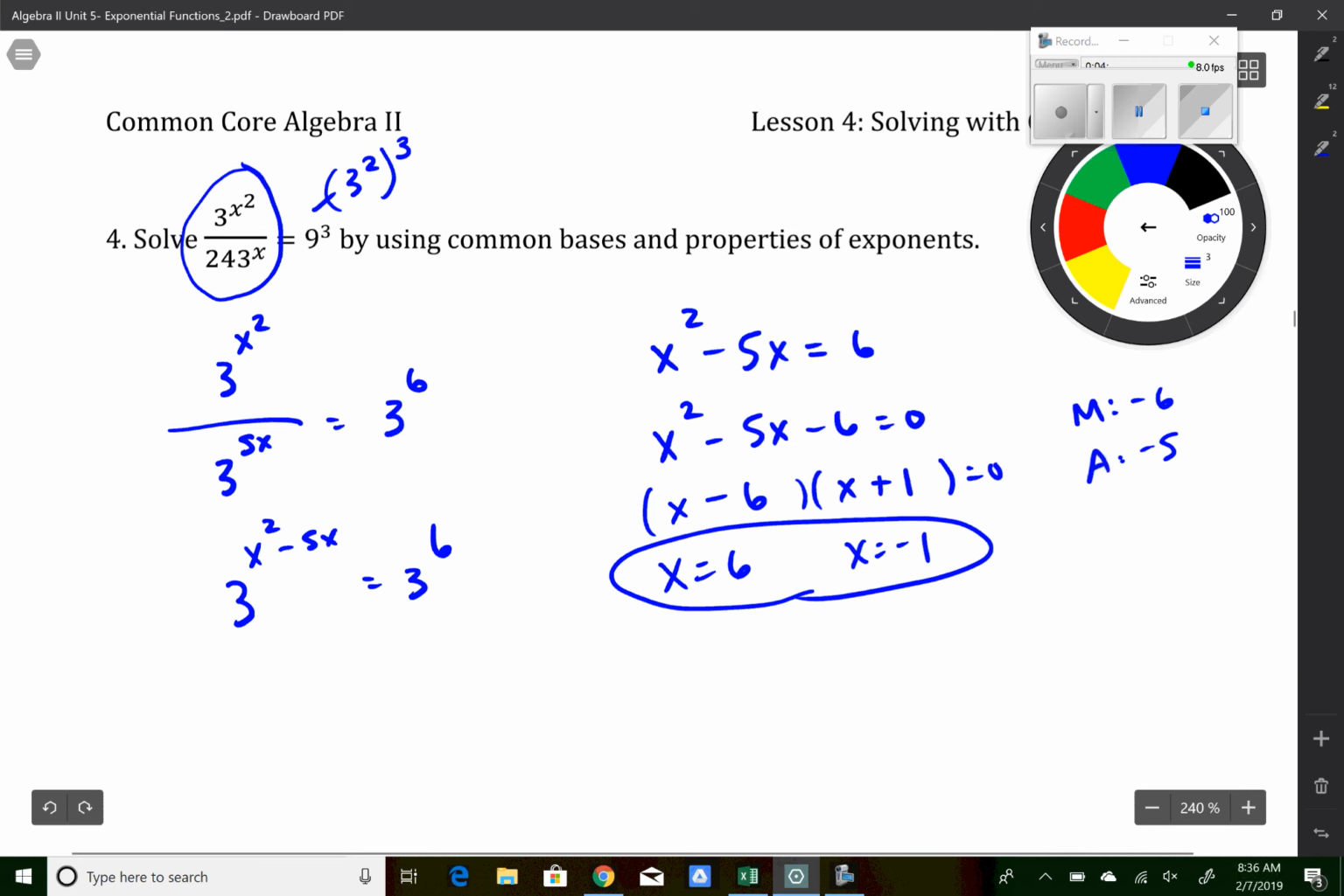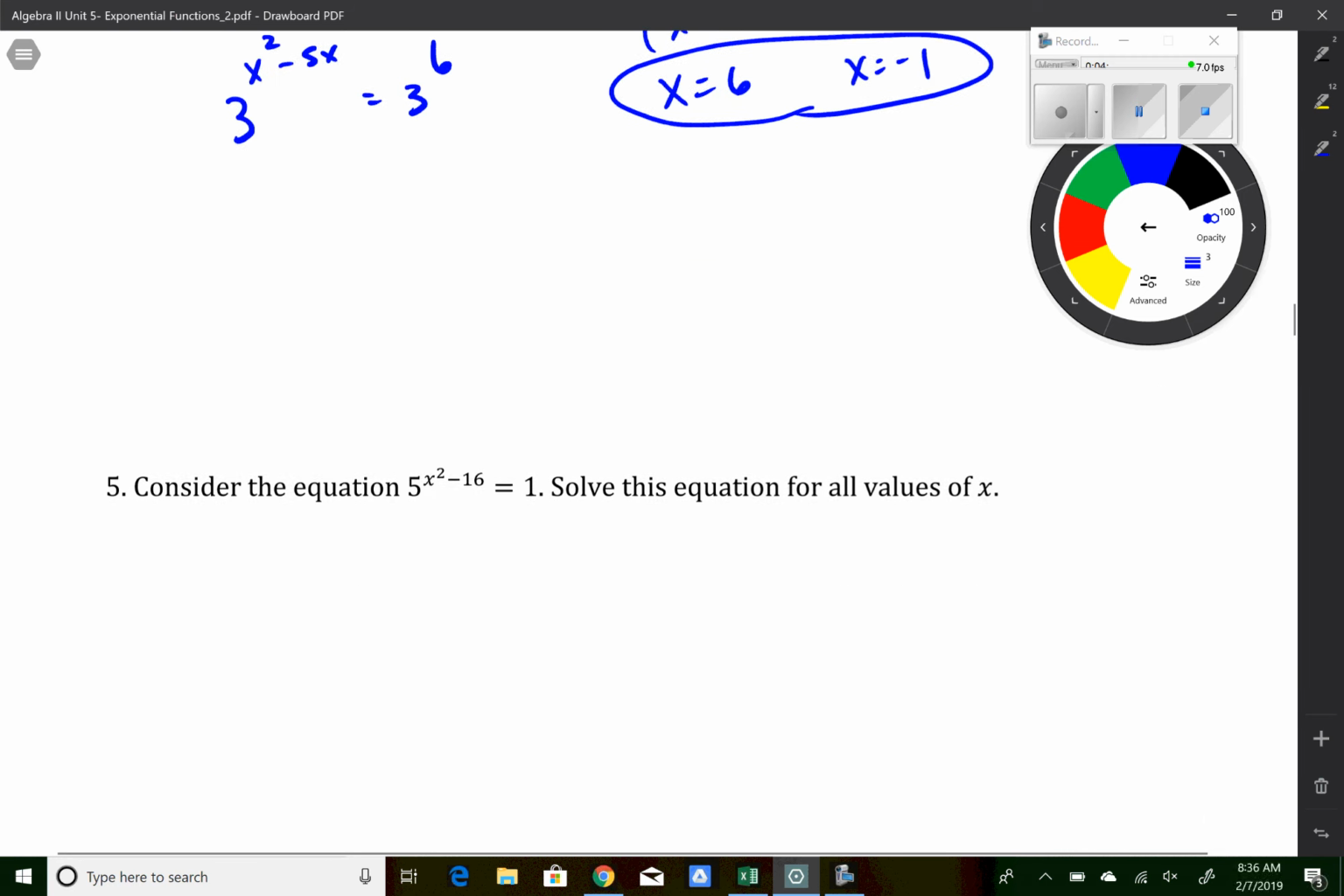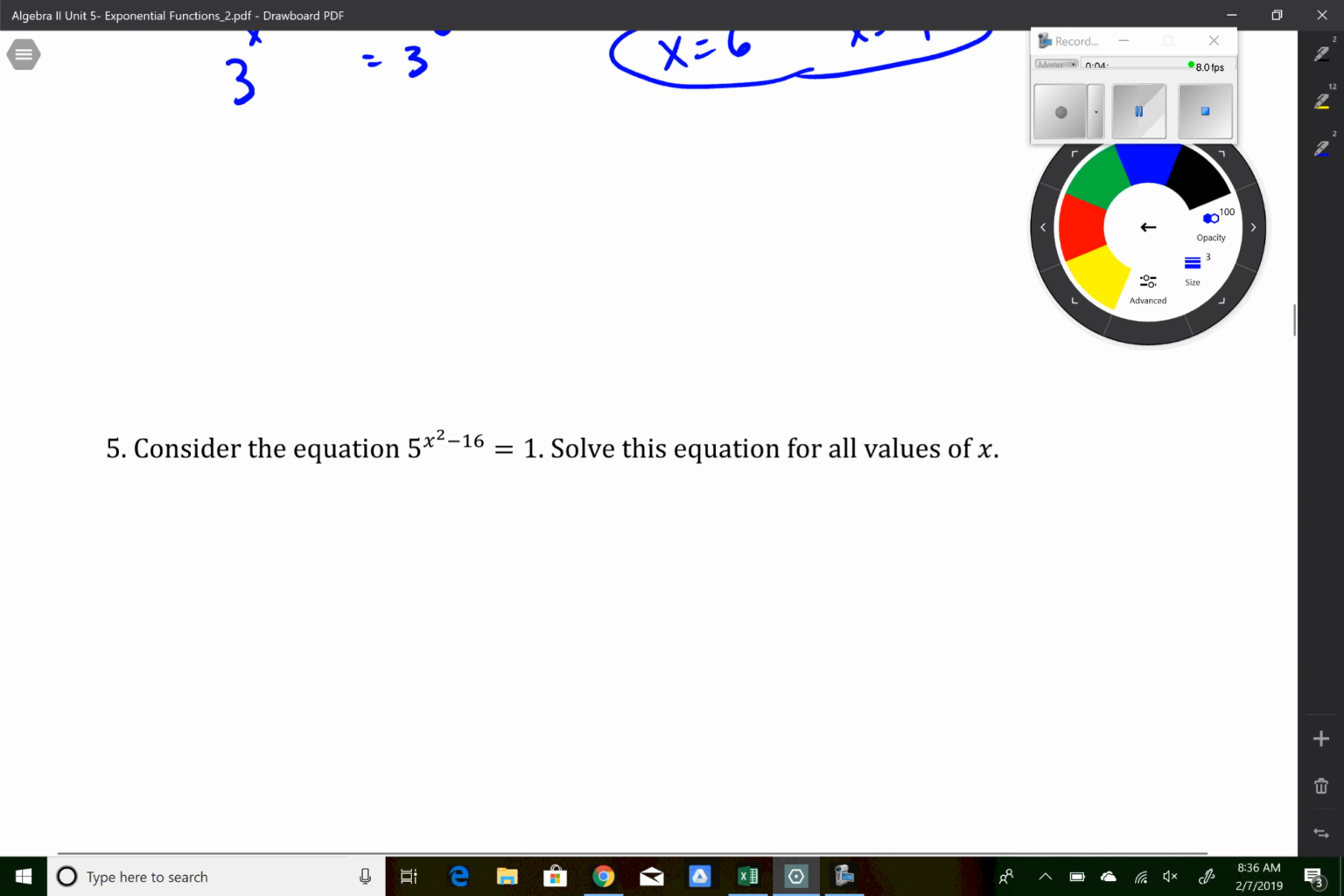Let's keep going. Number 5 says, consider this equation. What are the values of x? Now, this one's kind of tricky. We didn't do anything like this in class, right? So we have to do a little bit of thinking. I can't make 5 have a base of 1, but I can make 1 have a base of 5. And you might be saying, how?